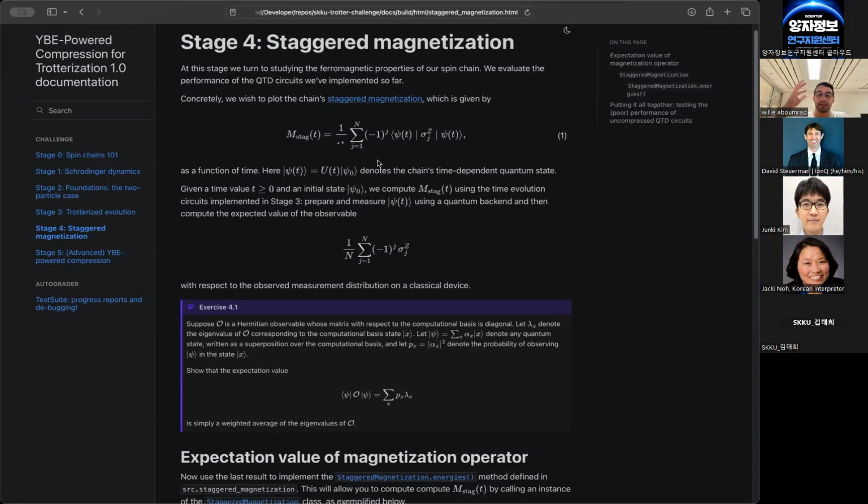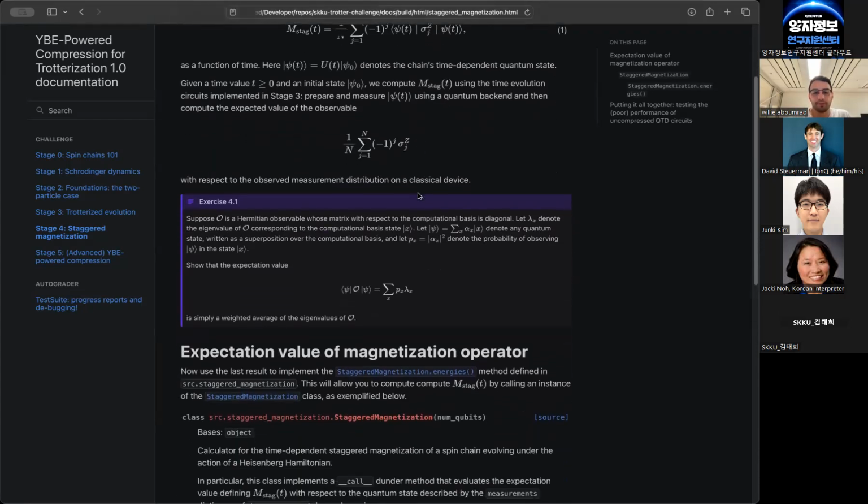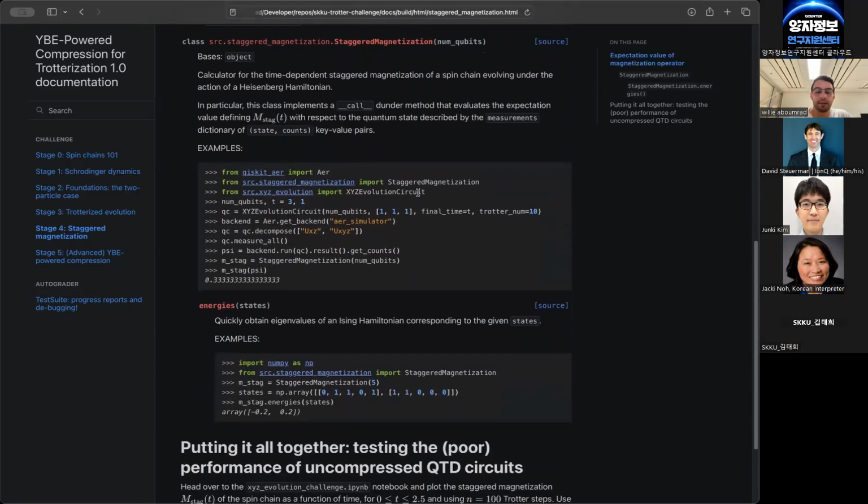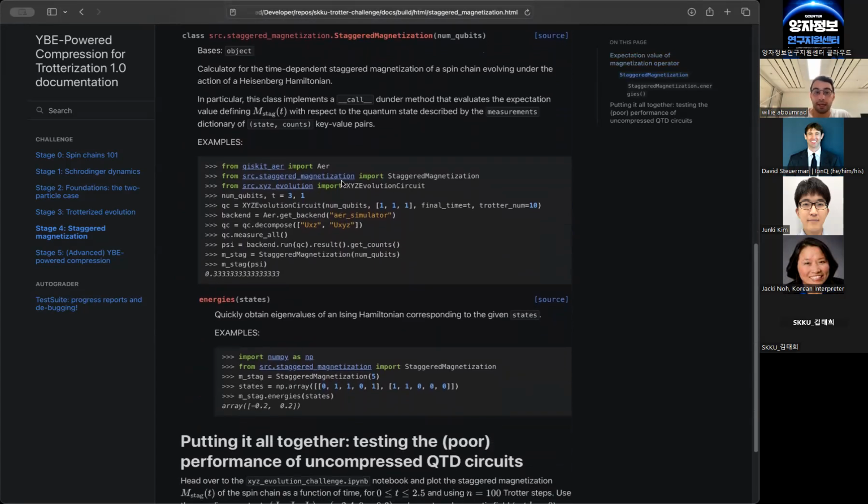So anyways, in a second, once we look at the solution, we'll see the effect of the compression scheme and how actually using this compression scheme, being clever about how we're doing the calculations on the quantum computer, allows you to compute physical properties more accurately, right? And that's what we really want to do. So anyway, the challenge here was to just implement the staggered magnetization operator.